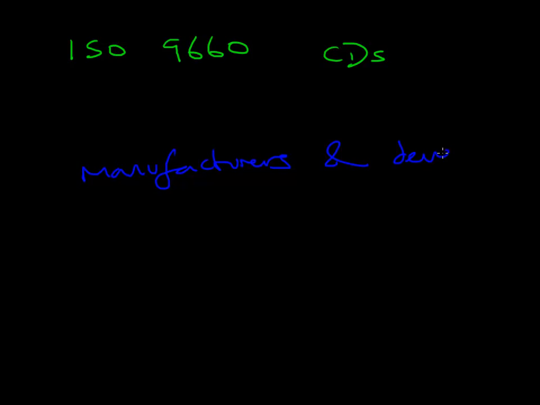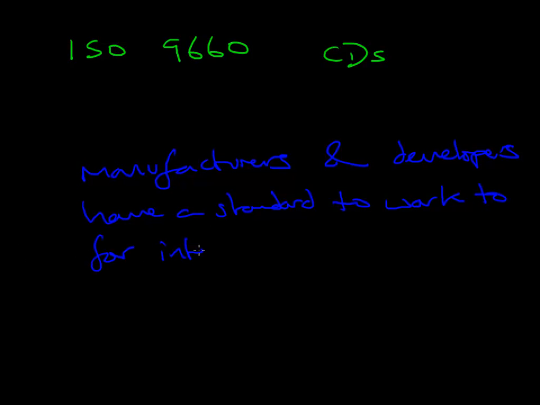The advantages of doing this are that manufacturers and developers, so that could be people producing software as well, have a standard to work to for interoperability. All interoperability means is that different software and different CDs will all be able to work on CD players that conform to this standard. So it just makes it much better for the end user, and it makes it cheaper for manufacturers to develop because they know that they're going to have a large market for their products.